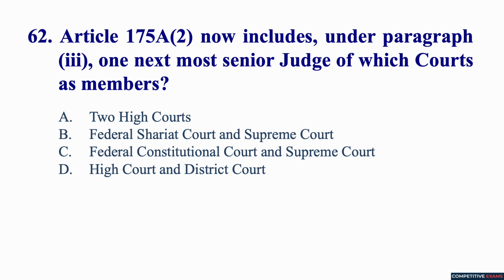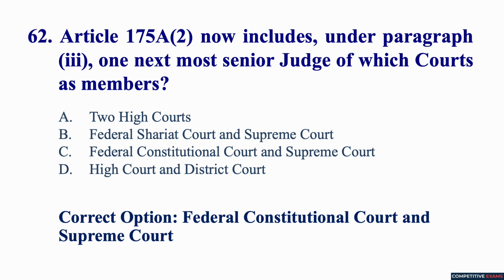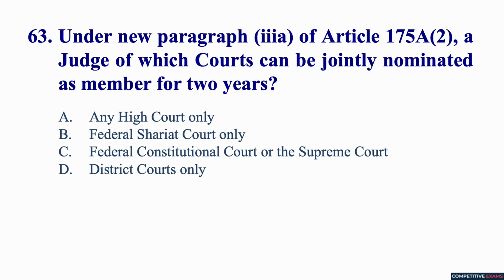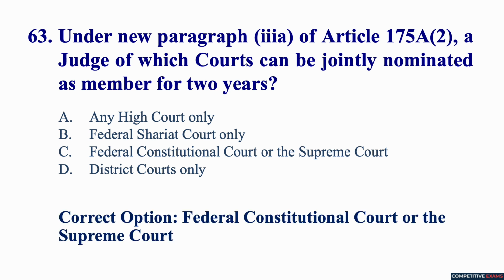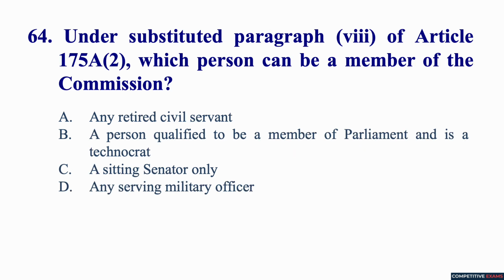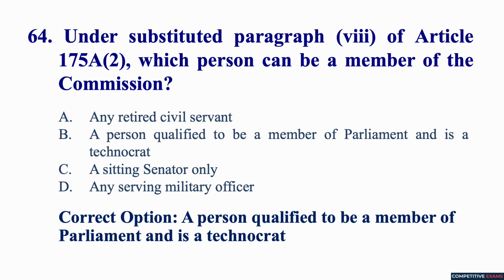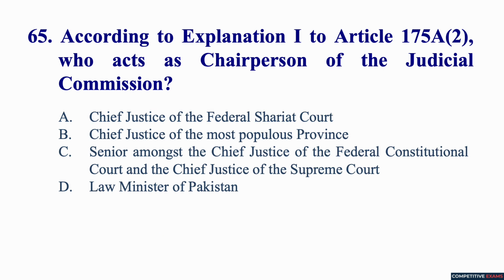Article 175A(2) now includes under paragraph 3, one next most senior judge of which courts as members? Federal Constitutional Court and Supreme Court. Under new paragraph 3A of Article 175A(2), a judge of which courts can be jointly nominated as member for 2 years? Federal Constitutional Court or the Supreme Court. Under substituted paragraph 8 of Article 175A(2), which person can be a member of the Commission? A person qualified to be a member of Parliament and is a technocrat. According to explanation 1 to Article 175A(2), who acts as chairperson of the Judicial Commission?